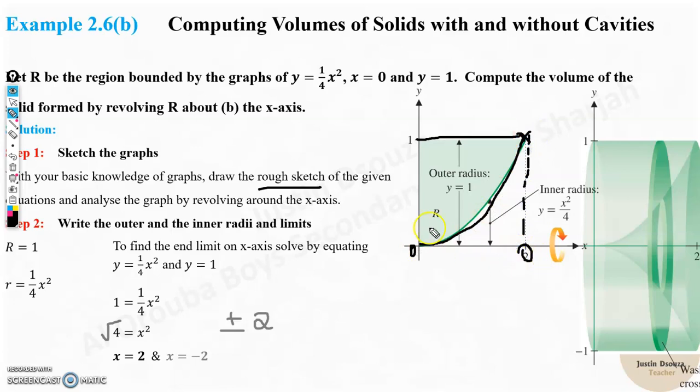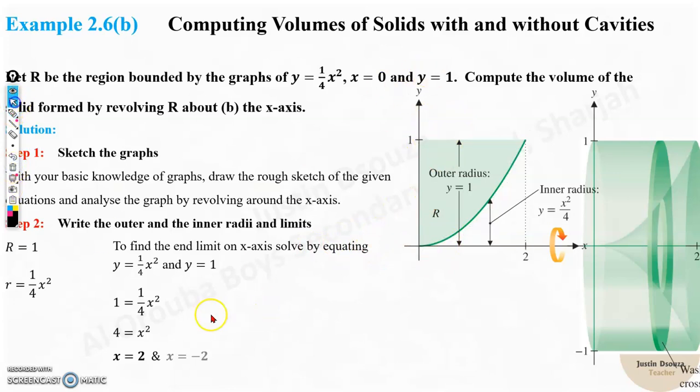Okay, that is good. But can you take minus 2? No, we cannot take minus 2. Why? Because the limits have been stated from 0 over here to 1. Okay, this is the part of the graph. You can't go behind. So it is only from 0 to 2 along the x-axis.